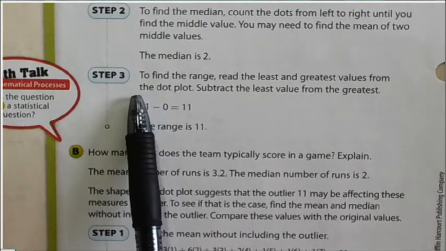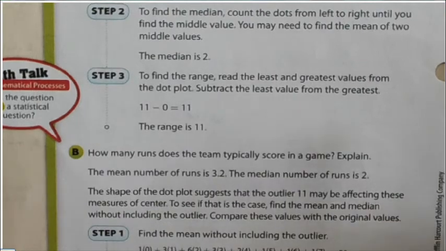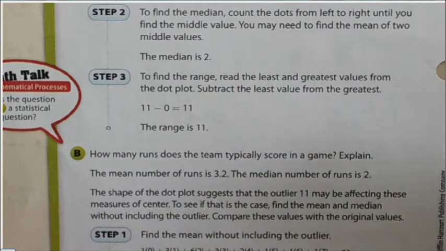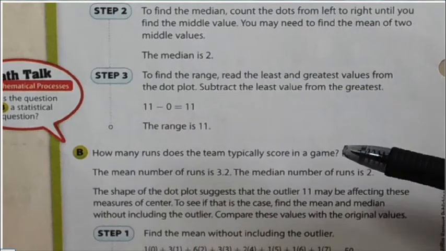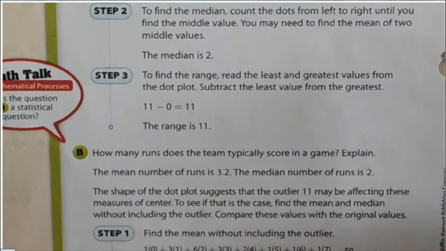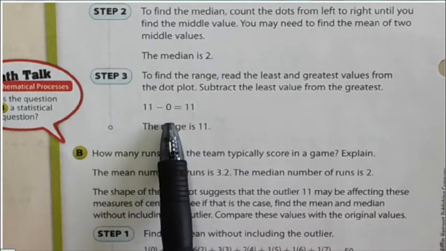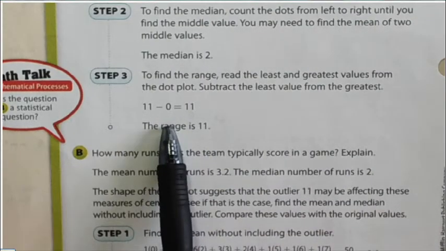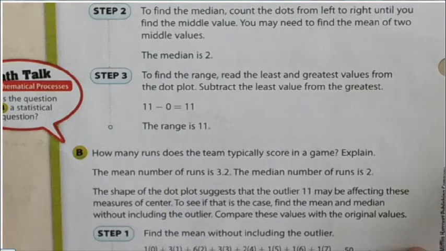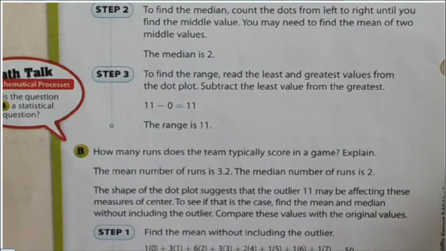And step 3 is to find the range. In order to do that, we're going to take our greatest value and subtract our least value from it. They scored 11 runs, which is the most that they scored in a game. So that would be our greatest value, and our least value would be 0, because again they scored 0 in a game. So 11 minus 0 is 11. So the range for example 3 is 11.